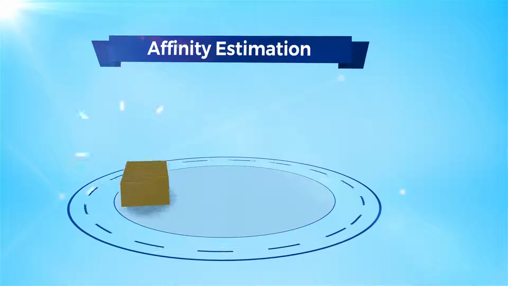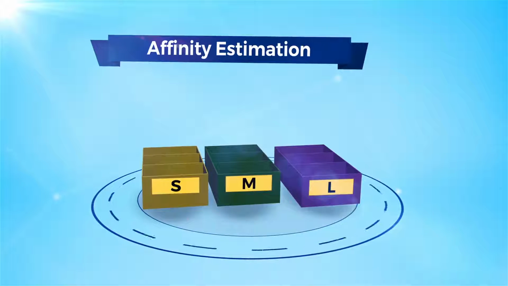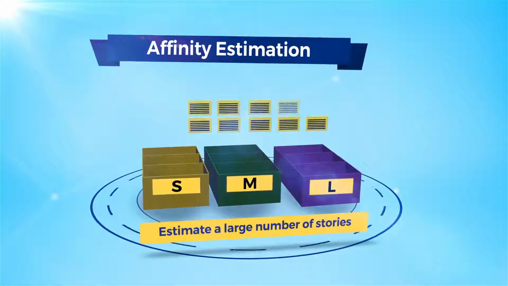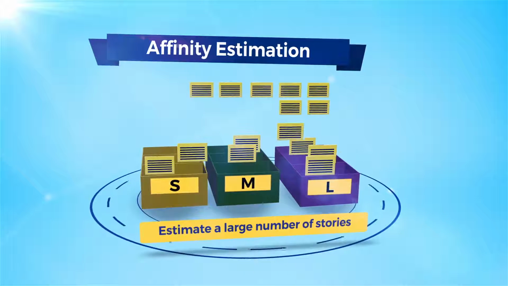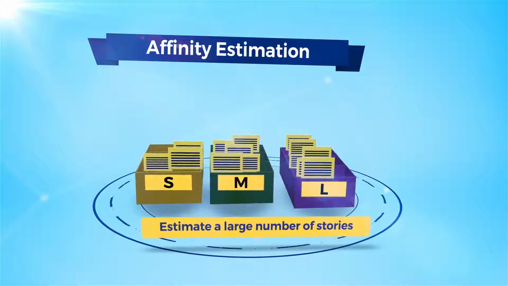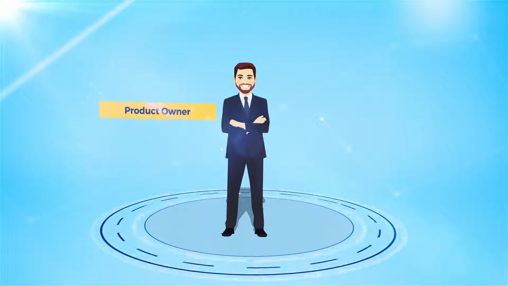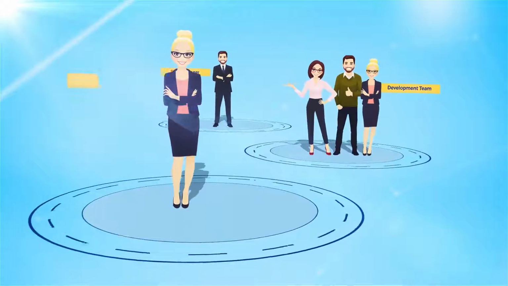And finally, affinity estimation is a technique used to quickly and easily estimate a large number of user stories and story points. This is done by quickly categorizing user stories and then applying estimates to those categories of stories. The participants of the affinity estimation meeting are the product owner, the development team, and the Scrum Master.